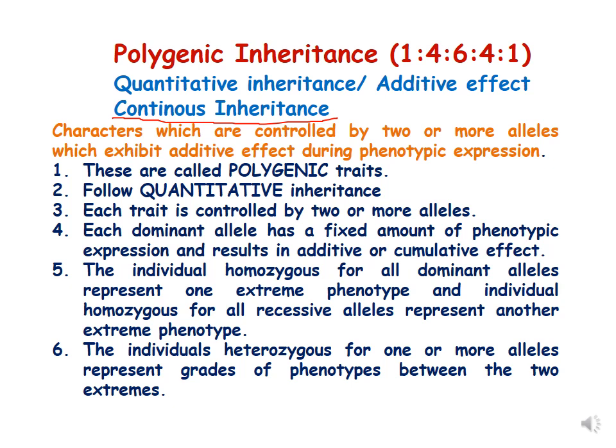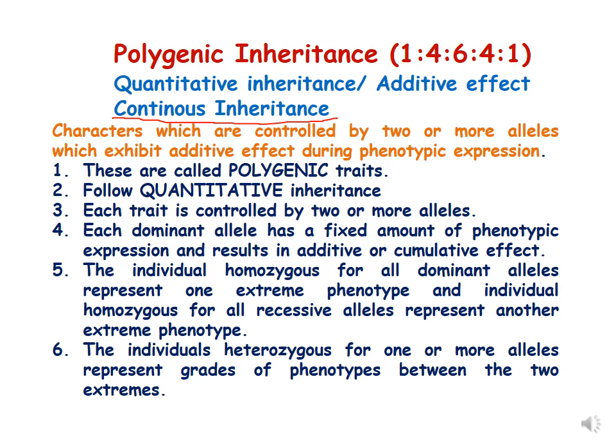So what are the points which are related to polygenic inheritance? These are called polygenic traits. So what are the examples of these traits? We have just discussed skin color, eye color and height. And there are other examples also. They follow quantitative inheritance, which means that there is variation of the different expression due to addition of dominant alleles.